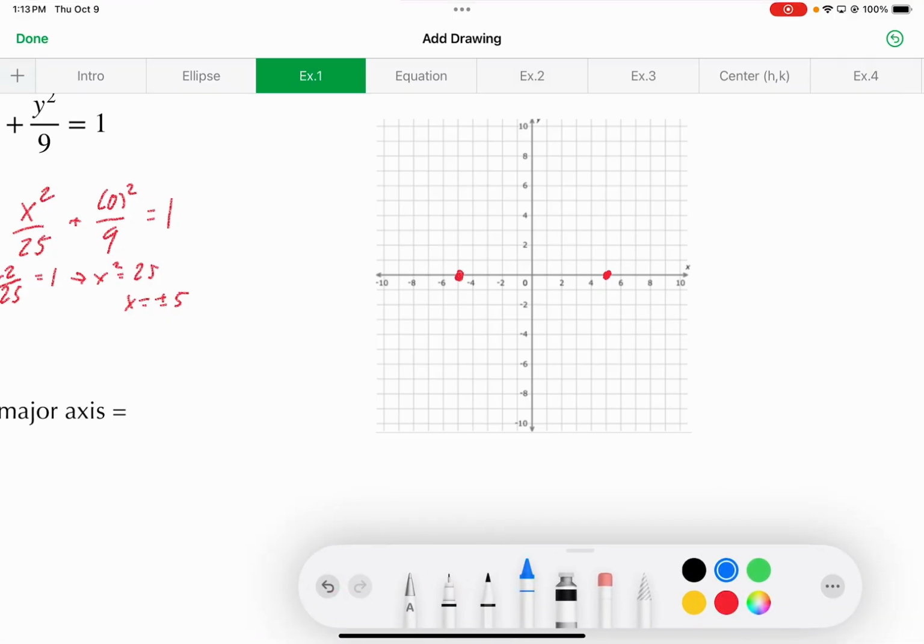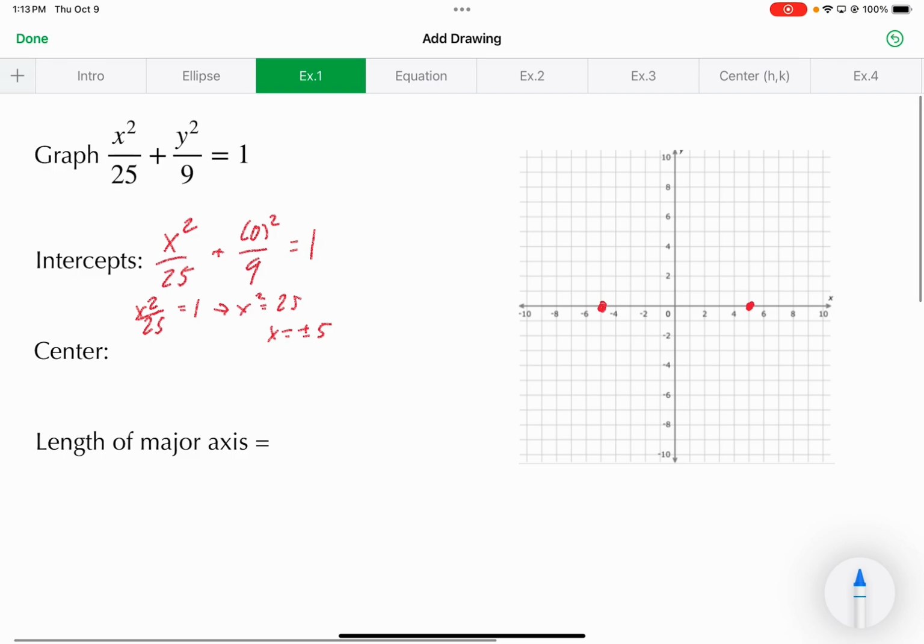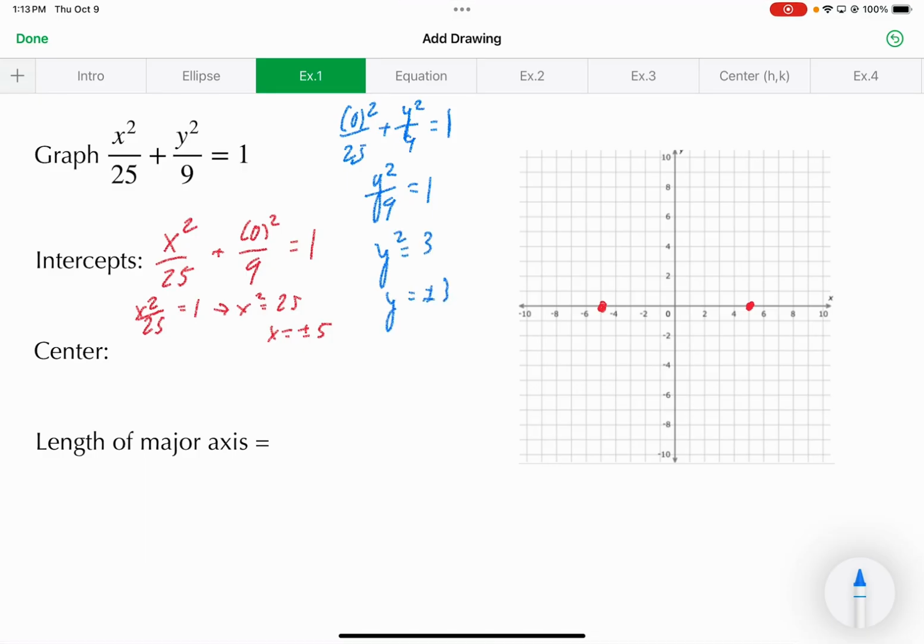All right, and then after that, let's find our y-intercepts, okay? Ethan told us how to find the x. We find the y in a very similar fashion. I'm going to plug in 0 for what? X. So 0 squared over 25 plus y squared over 9 is equal to 1. That's going to wipe out my first term. So I get y squared over 9 is equal to 1. Multiply both sides by 9. I get y squared equals 9, which is going to net me y equals plus or minus 3. Okay. So those are my y-intercepts.